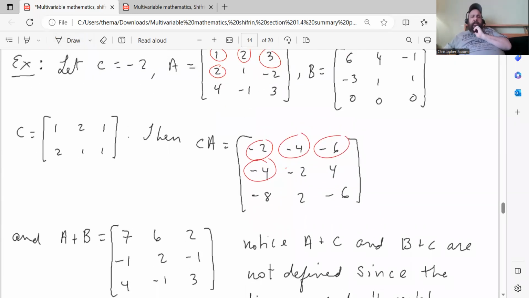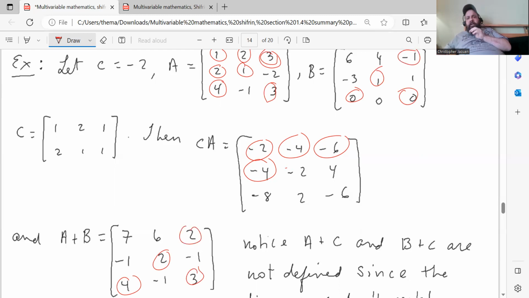And if you want to add A plus B, you can do that because the dimensions match. They're both 3 by 3. To get the entries there, you just add component wise. So for example, 4 plus 0 gives you the 4 over here, 1 plus 1 gives you the 2 over here, 3 plus 0 gives you the 3 over here, 3 plus -1 gives you the 2 over here, and so on like that. You just add component wise.